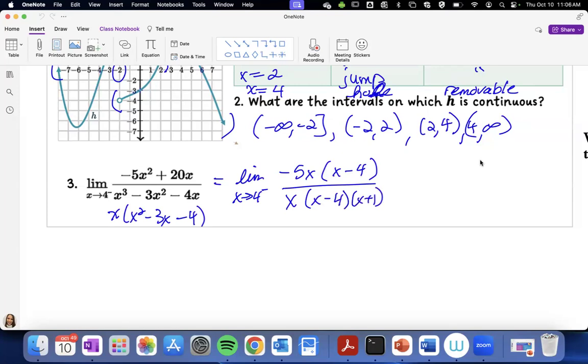So then x minus 4 cancels. Now we can plug in 4. So it's -5 times 4 over 4 times 4 plus 1. That's -20 over 4 times 5, which is 20. So it's -1. Okay?